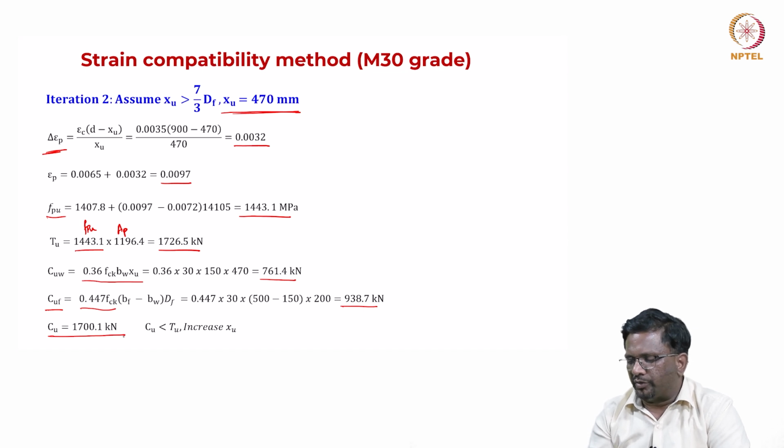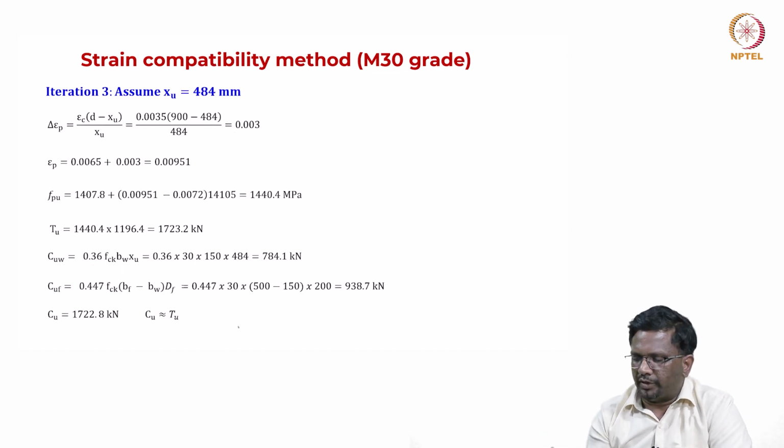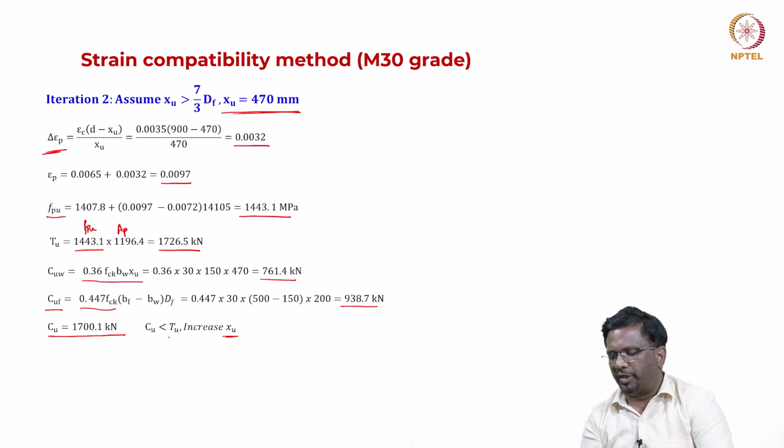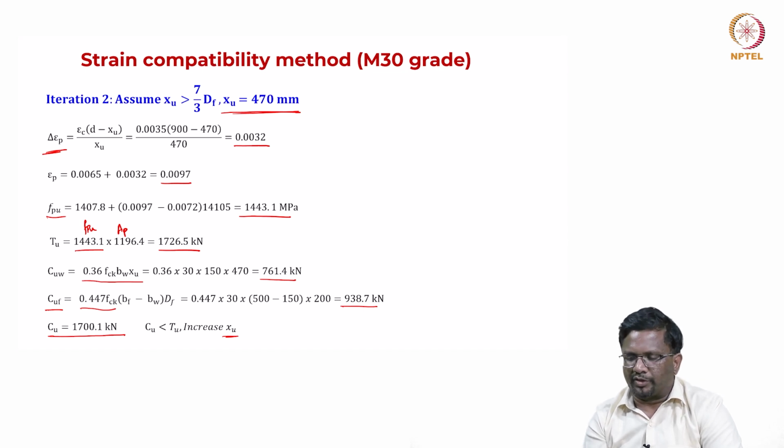So, compression force is less than TU. So, you increase your XU, right. And so, we see here still we have not achieved the equilibrium, right. So, compression force is still less than TU, but we have increased it by increasing the neutral axis. Cu has increased from the previous trial, but still it is less than 1700. So, you see here compression is 1700, this is 1726. They are getting closer, but equilibrium is still not satisfied. So, we can do one more trial.